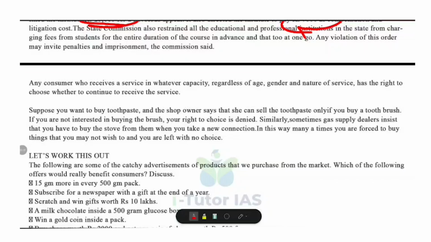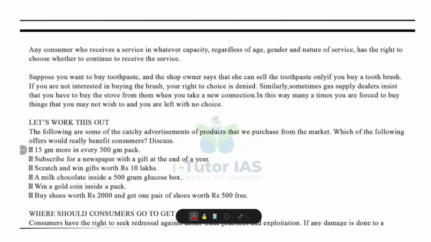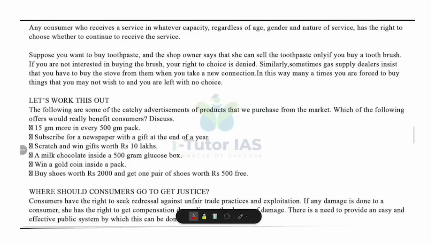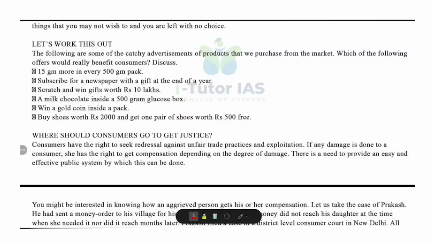Now we are going to understand how advertisements try to attract consumers and whether they actually benefit them. So let's take examples one by one. 15 gram more in every 500 gram pack. Here the consumer is actually getting more product for the same price. So this is a real benefit. Now, second, a subscription for a newspaper with a gift at the end of a year. The gift is uncertain and may or may not be useful, so the benefit is not guaranteed. Now, a milk chocolate inside a 500 gram glucose box. The chocolate is small and hidden. Most consumers may not gain much from this. It's mostly a marketing trick.